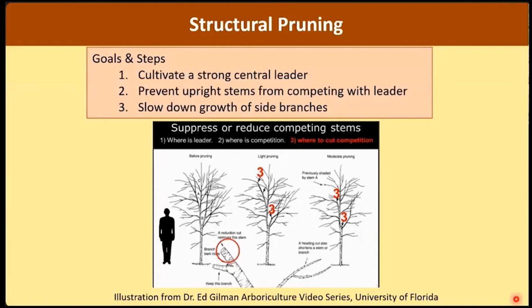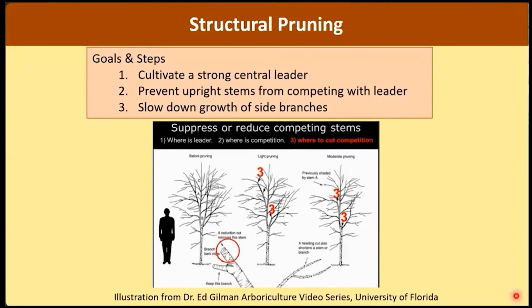So the goal and steps in structural pruning are to cultivate a strong central leader. To achieve that, we want to prevent upright stems from competing with the leader. And we take step two, preventing the upright stem from being a competitor, by slowing down the growth of the side branch.